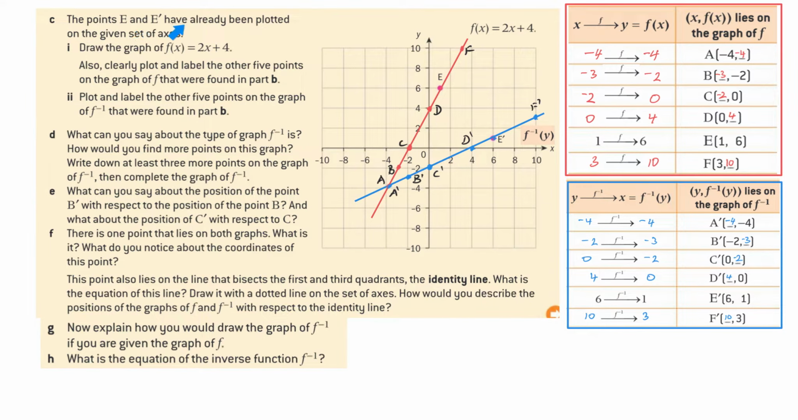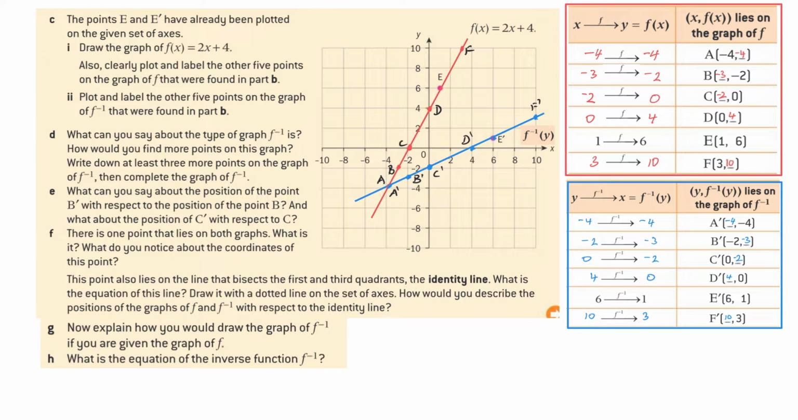The points E and E dash have already been plotted on the given set of axes. Okay, I've added the red and the blue lines, but they had E dash and E. They plotted those. Now I've copied and pasted this one. That's for the function. This is for the inverse function. Now their point E was 1, 6. So they already had that placed there, 1, 6. Their point E dash in the inverse function was 6 and 1. So it's 6 and 1.